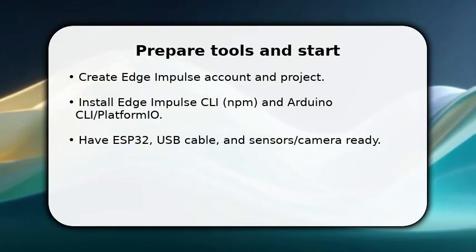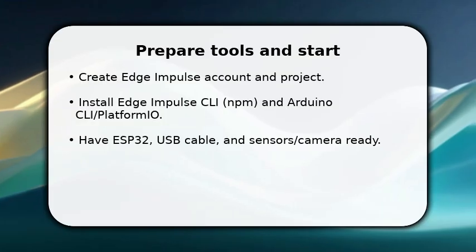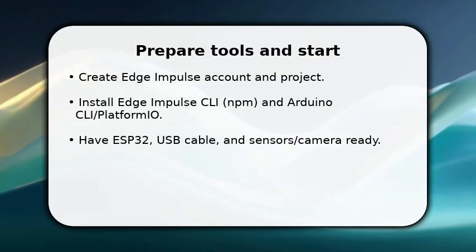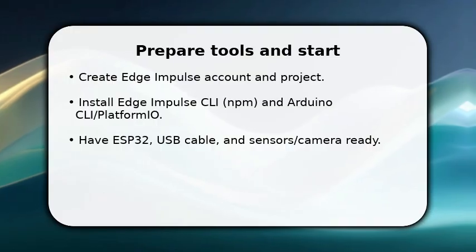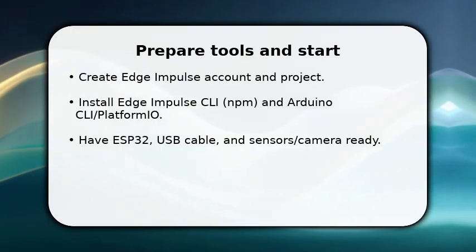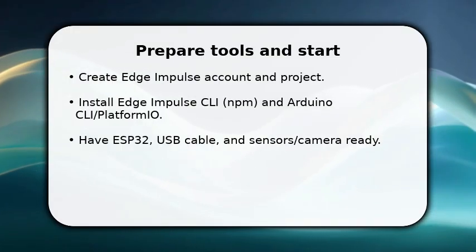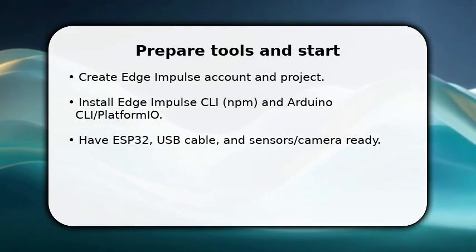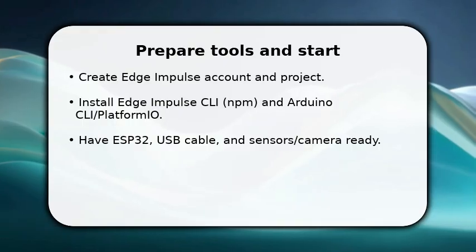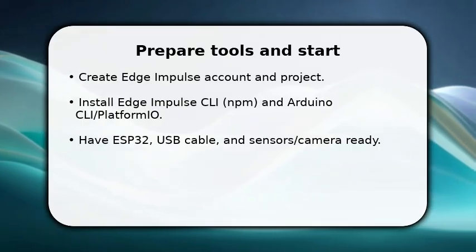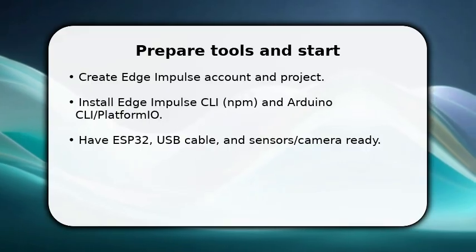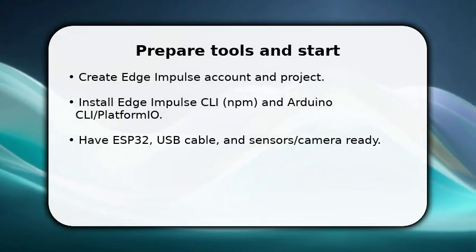You will start by preparing the minimal toolchain and a live project. Install the Edge Impulse CLI with npm and sign into your new project. This links your machine to Edge Impulse. Make sure the Arduino CLI or PlatformIO is installed because you will compile and flash firmware. Once done, connect the ESP32 over USB and confirm the serial port appears.